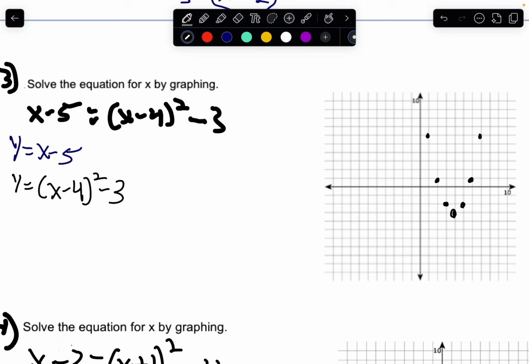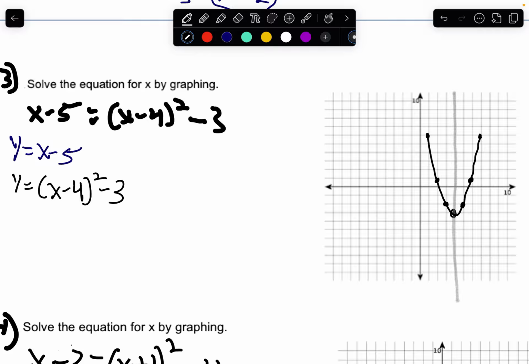Since I want you to do this, I probably should have drawn the axis of symmetry, to make sure I'm in the right locations. All right, then I just connect the dots. All right, there's the parabola.